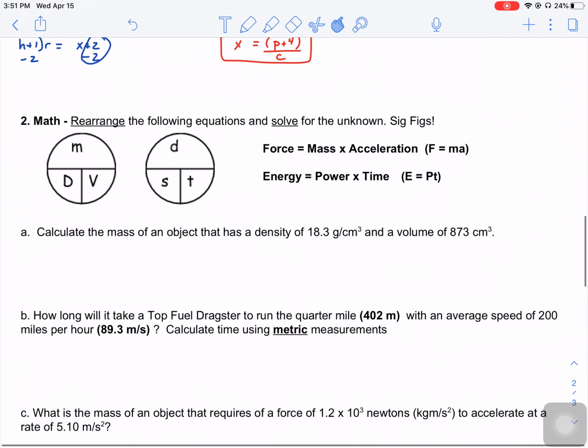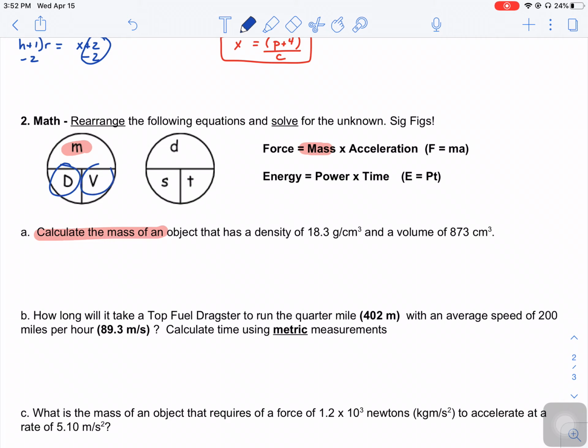All right, so let's do a few down here. Calculate the mass of an object that has a density of 18.3 and a volume of 873. So I look up here, and I see two equations for mass. I see an equation here for mass, but I also see an equation there for mass. And when I start digging in a little bit deeper, I am given density and I am given volume.